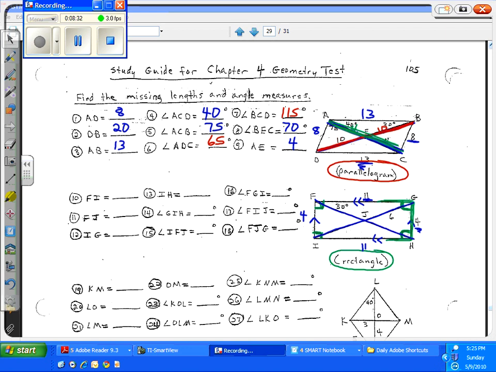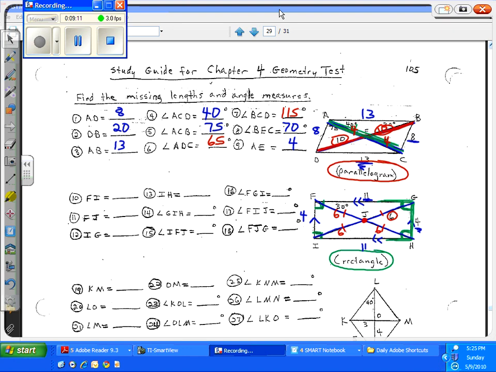Now, if they're the same length to start with, and they bisect each other, then that means J is the midpoint of both, and then all 4 pieces inside there are the same length, which was not true on the parallelogram. We had a 10 and a 10, so this one was 20, and a 4 and a 4, so that one was 8 altogether. If this little piece in here is 6, then all of those little pieces are 6, which makes this a set of 4 isosceles triangles.